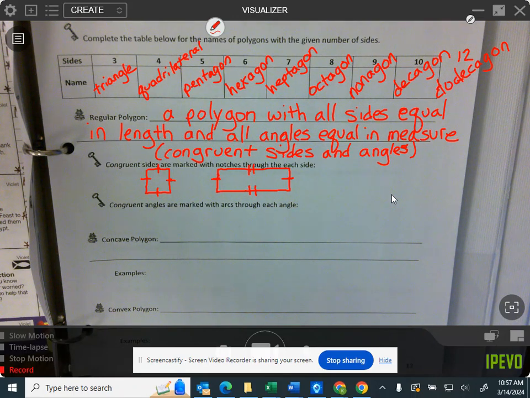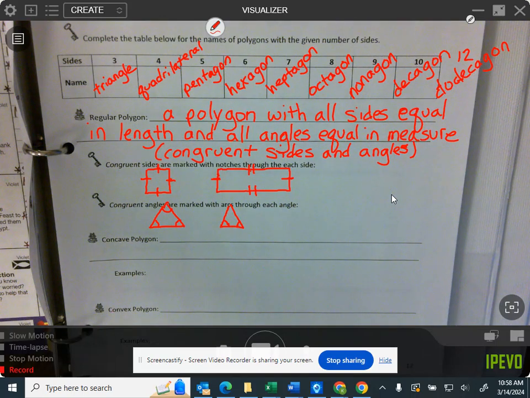Congruent angles are marked with arcs through each angle. So if there's one arc, those are congruent. We have that isosceles. It would just be the bottom two are congruent. So instead of notches, we're talking about the angles. The angles, remember I said, always have to go into those corners. Those are the angles. So if you see those arcs, that means the angles are congruent. Any questions on that?